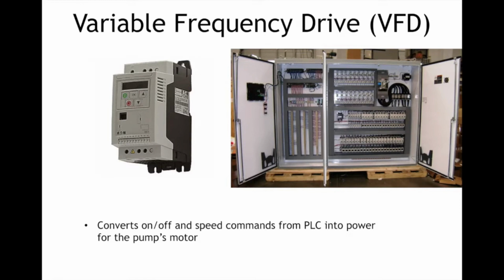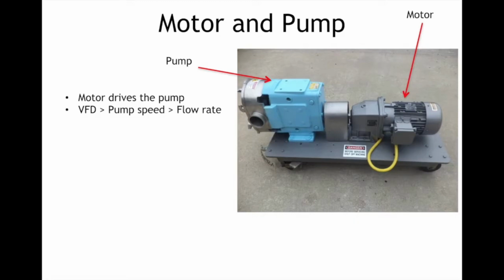So the variable frequency drive is what converts both the on-off and the speed commands from the PLC into power for the pump's motor. So a pump is driven by a series of sinusoidal waves. The higher the frequency of the wave, the faster the pump is turning. And if there is no power going through, then the pump is not running. So the VFD is sending the power to the motor. The motor is then turning the pump. The pump is what actually pumps the liquid.